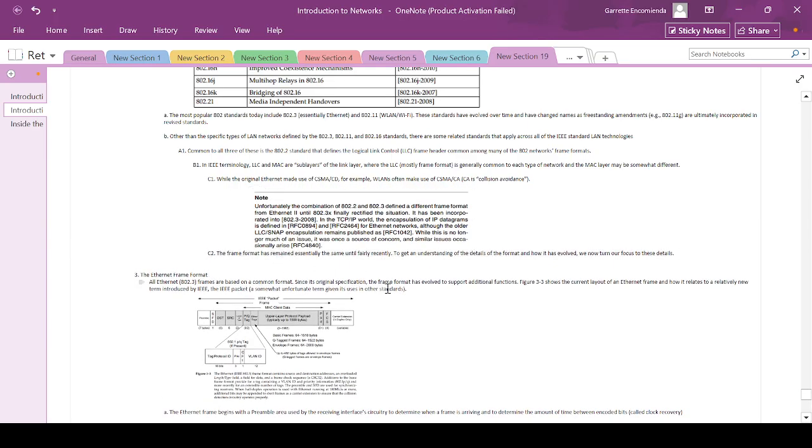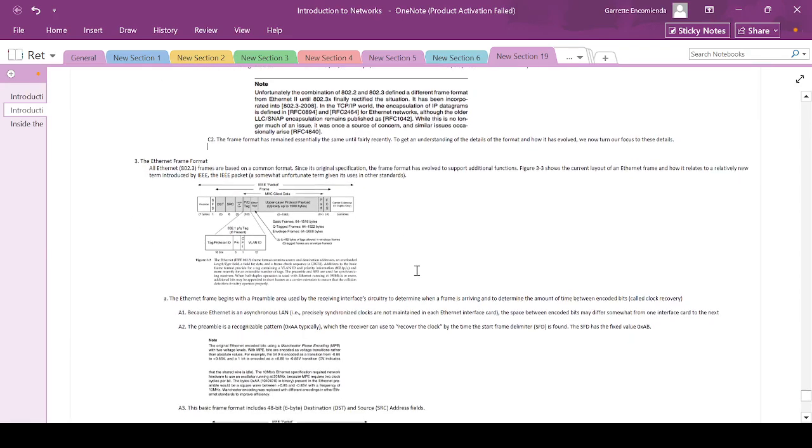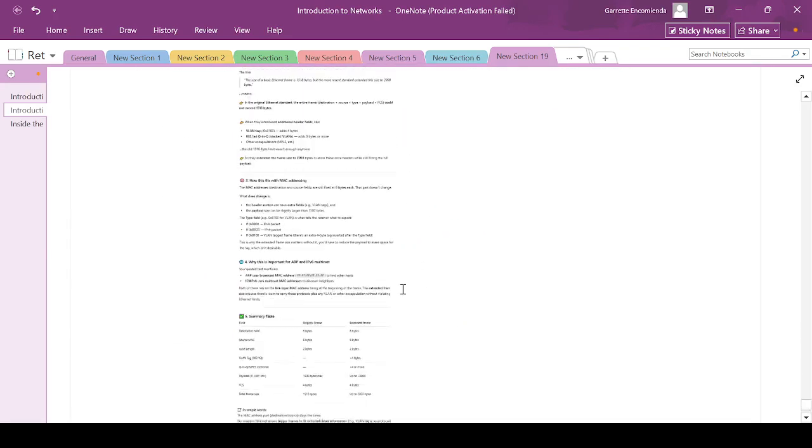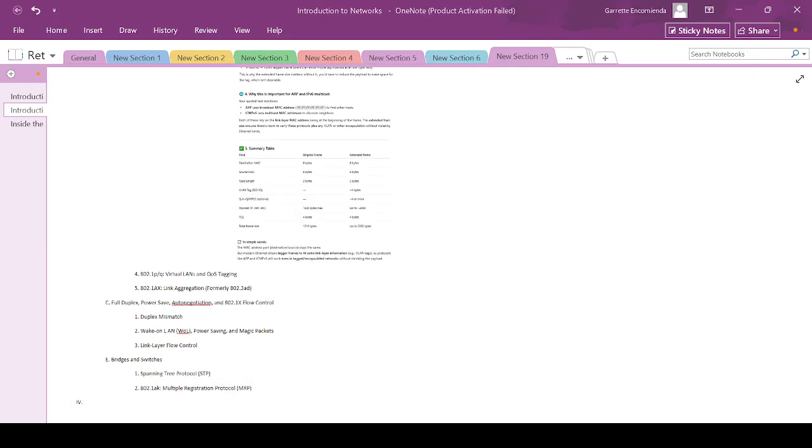The frame format has remained essentially the same until fairly recently. So, to get an understanding of the details of the format and how it has evolved, we now turn our focus to this detail. So the Ethernet frame format, we'll discuss that in the future videos.